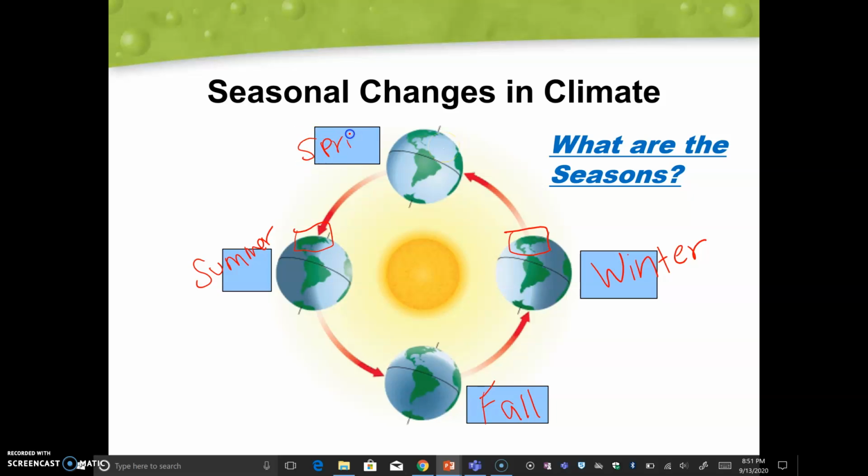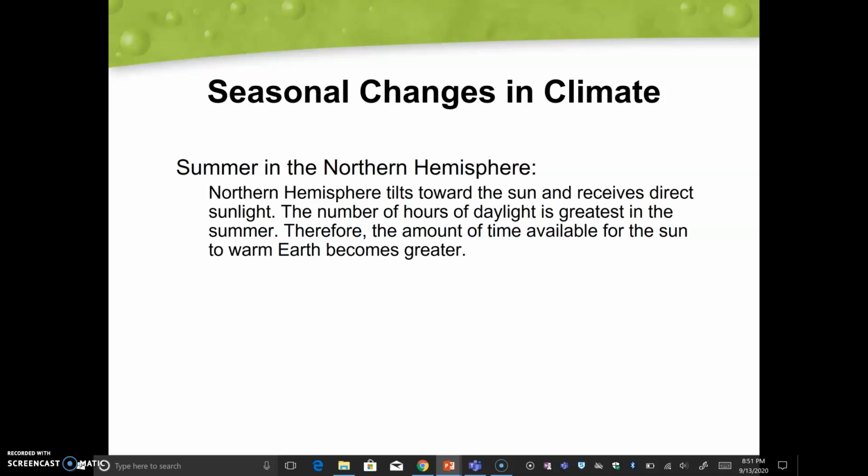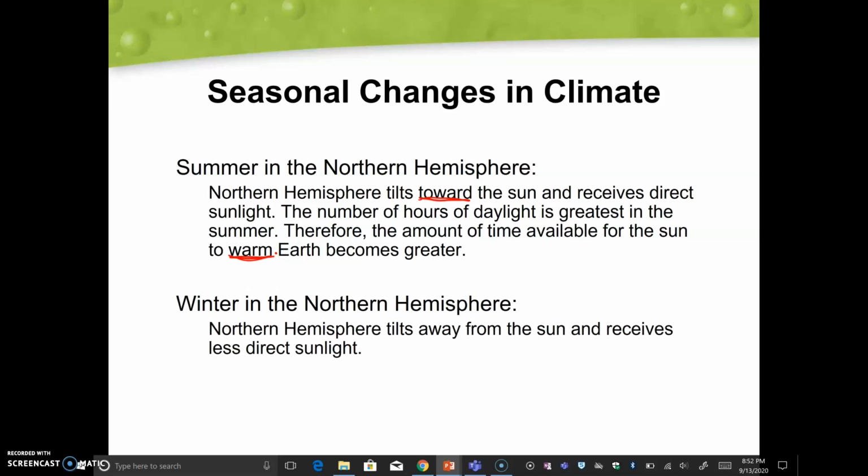So the spring and the fall are kind of in between, because we are still pointing in different directions, but it's kind of an equal amount in the spring and the fall here. So in the summer, in our northern hemisphere, we tilt towards the sun, which receives more direct sunlight. There are more hours of daylight in the summer, and therefore the more time available to the sun, the warmer the earth is. That's why we have higher temperatures in our summer.